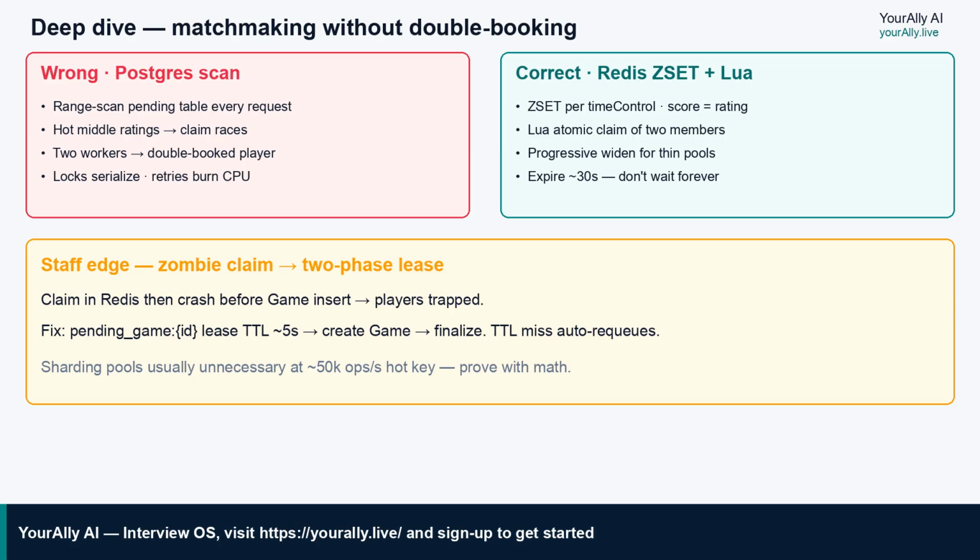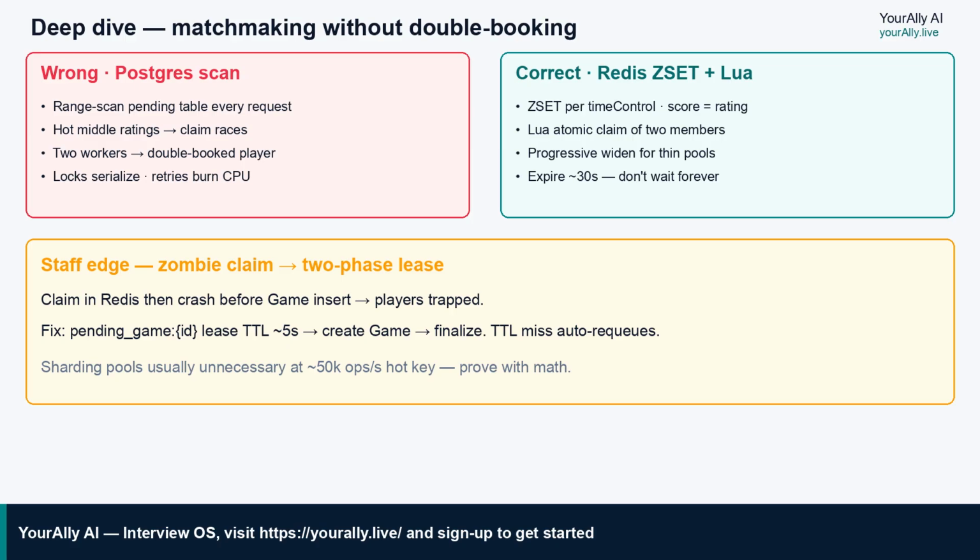Correct approach: read is a sorted set per time control, score equals rating. Incoming requests ZADD themselves. A worker ranges for the nearest compatible scores. Then a Lua script atomically claims exactly two members. Progressive widen: start at 200, grow to 400 and beyond as wait time grows, so rating extremes are not stranded forever. Expire around 30 seconds and tell the player to try again rather than wait infinitely.